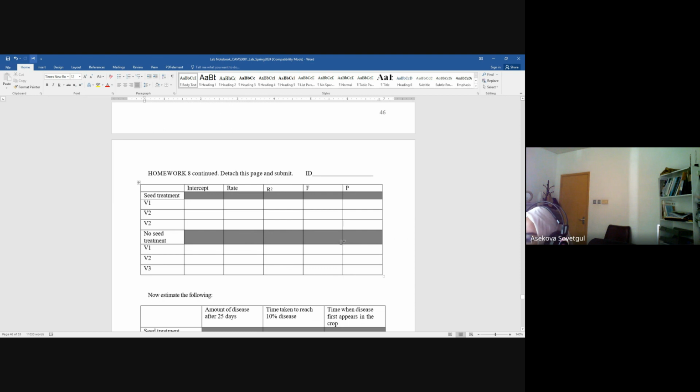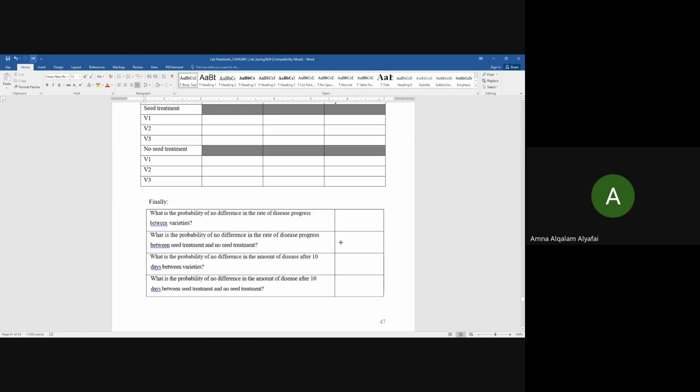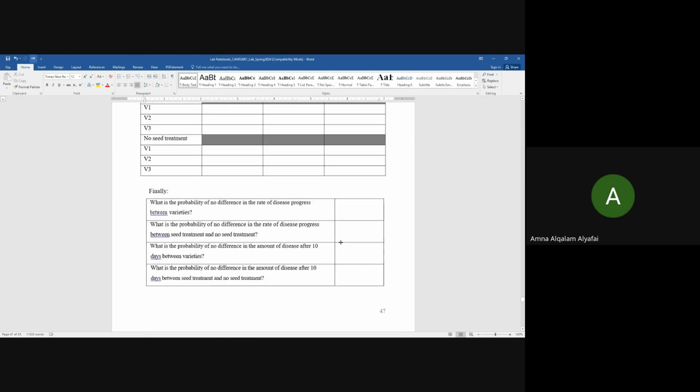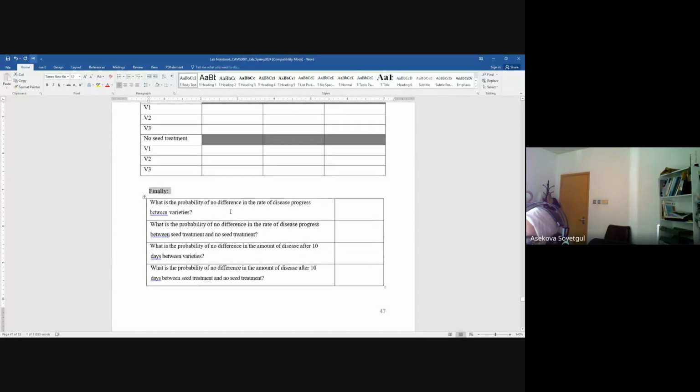Yeah. And the final question, this one. What is the probability if there is no difference in the rate of disease progress between varieties? So here also, from the ANOVA table, you need to copy and paste the probability value.